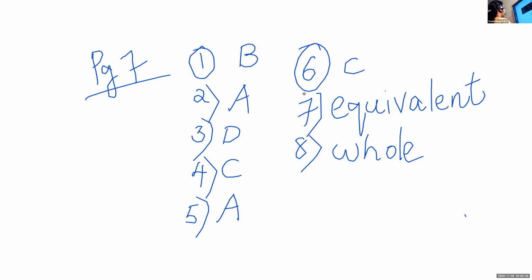Adil, question number 9. Next one. Yes, ma'am. Question number 9. In cross multiplication, we multiply dash of fraction by the denominator of the other. So how will we multiply in the cross multiplication?